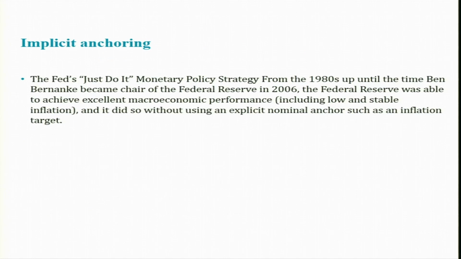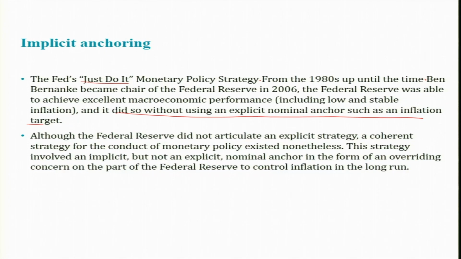Moving further, one of the points I didn't explain in the previous class was implicit anchoring, in addition to monetary aggregate targeting and Fed fund rate targeting, that is interest rate targeting. It is called the just do it monetary policy strategy. That means from the 1980s up until the time Ben Bernanke became the chair of the Federal Reserve in 2006, the Fed was able to achieve excellent macroeconomic performance, and it did so without using an explicit nominal anchor such as inflation targeting or interest rate targeting. They have been using interest rate targeting, but they did not use these tools very explicitly, and they have been following some implicit anchoring.